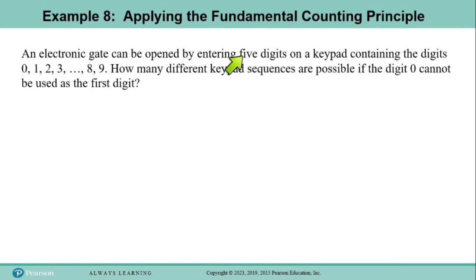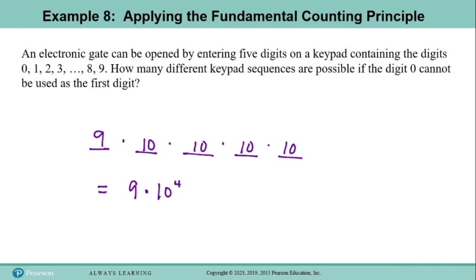Okay, so we need to choose a digit for 5 different digits in our code, so we'll need 5 blanks. Now remember that the first digit cannot be a 0. So if 0's out, that leaves 9 choices for the first digit, but then the rest of the digits can be anything 0 through 9, so that's 10 different choices for each remaining digit. So we have here 9 times 10 to the 4th power, which is 90,000.